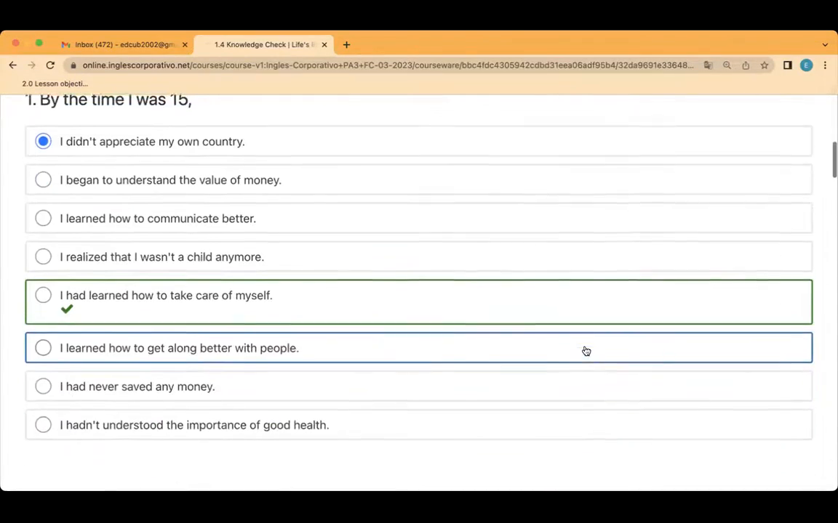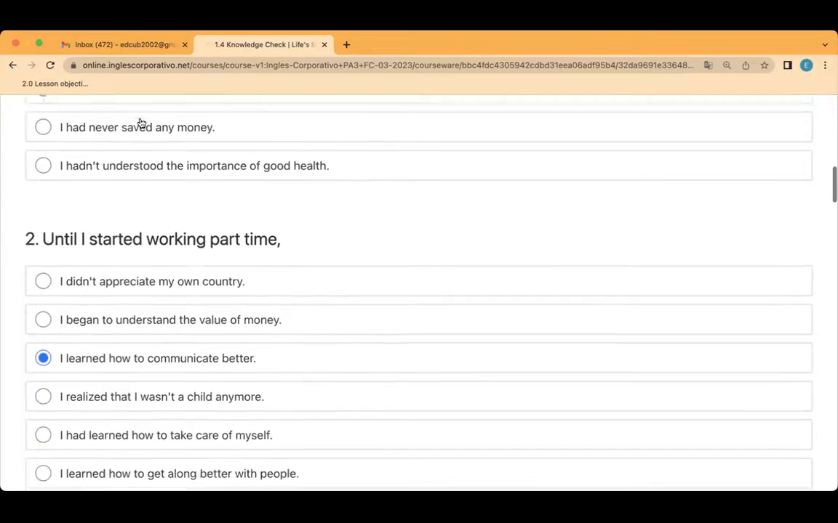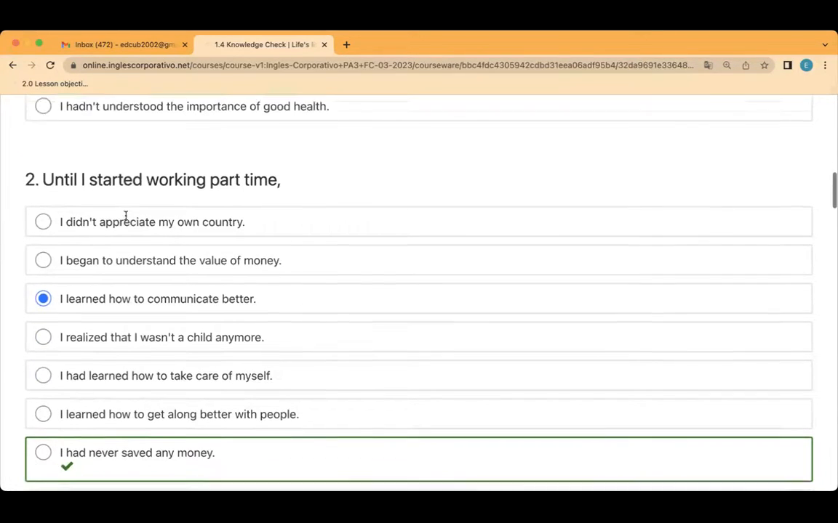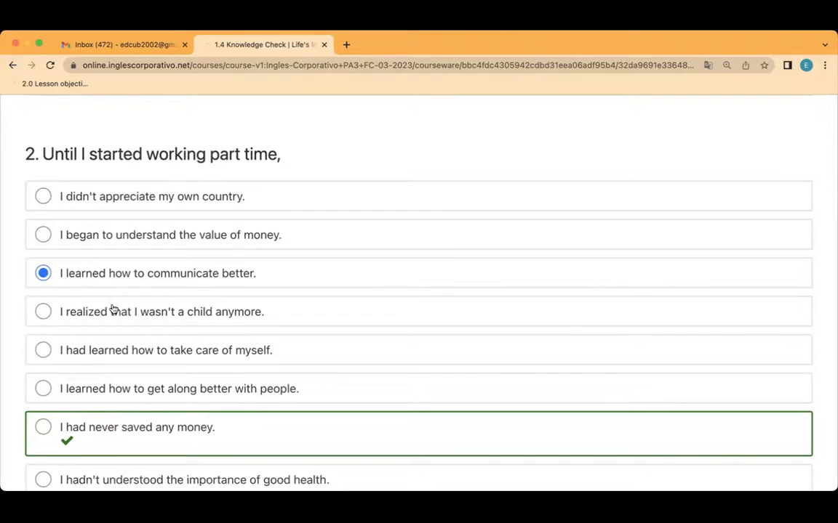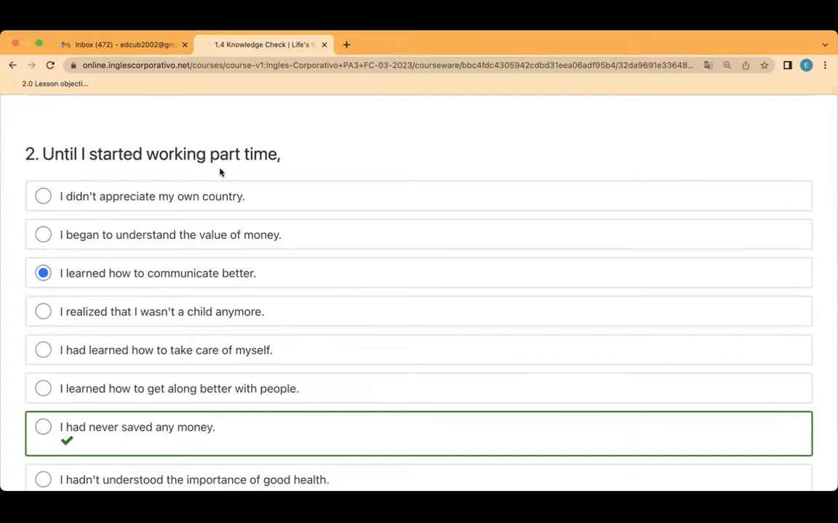Okay. Number one is not correct. Number one we selected, "I didn't appreciate." The correct answer was, "I had learned how to take care of myself." So that means you use this when the action happened before that, by the time. Number two, not correct. Until means you didn't do this before. Until means it didn't happen before that. So you never saved money before you started working part-time.